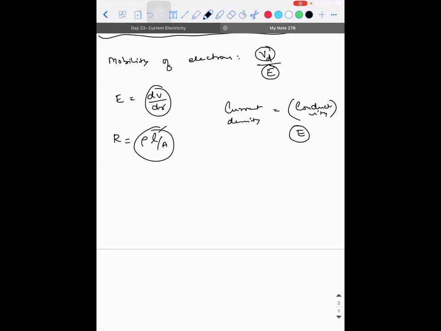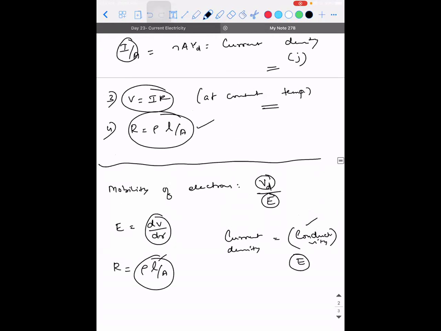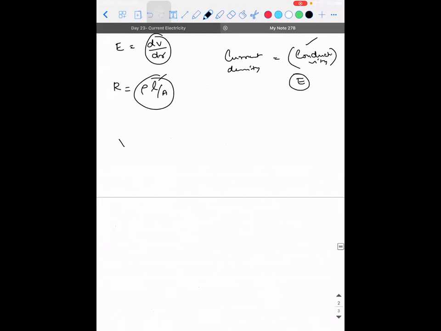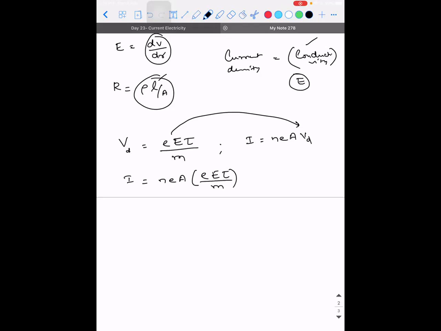So where do you get this from? This is all manipulation, okay? Let's take these two things together. Vd is equal to E into capital E into tau divided by M, correct? I is equal to NEA Vd, correct? So if I take Vd and substitute it here, what do I get? I is equal to NEA into E tau divided by M. So this will be NE square A into tau divided by M whole multiplied with E.